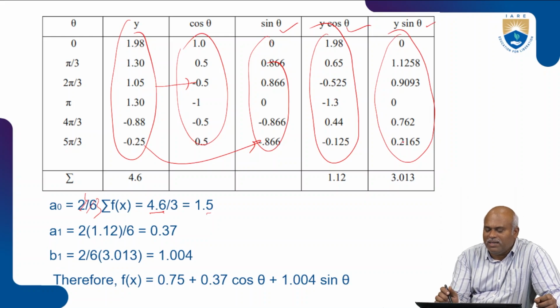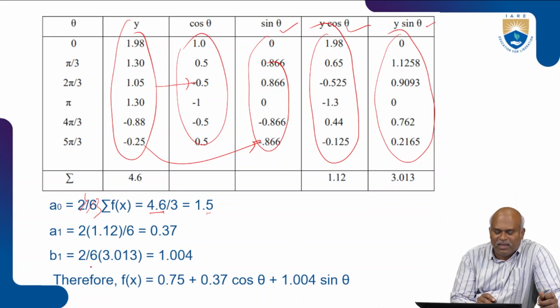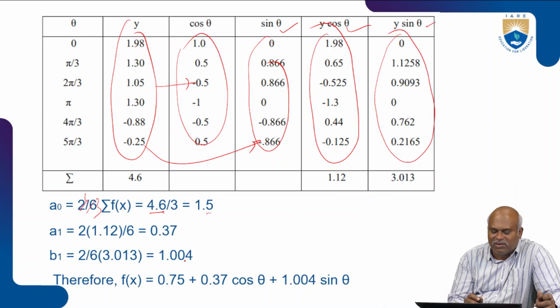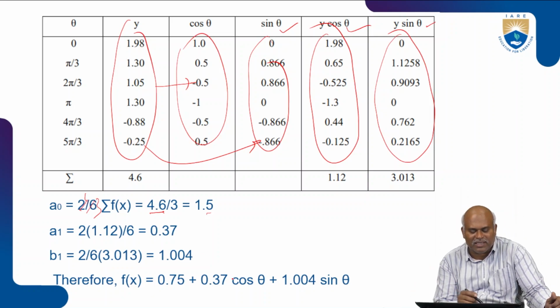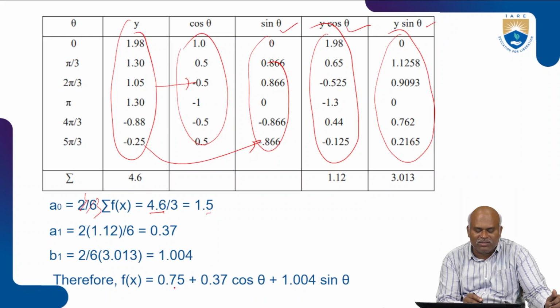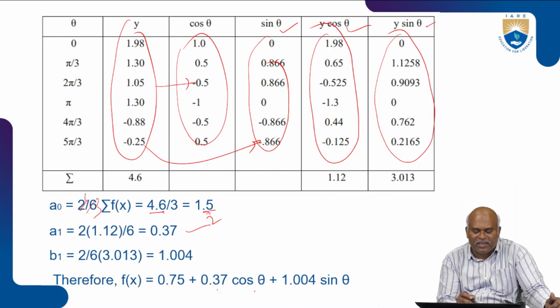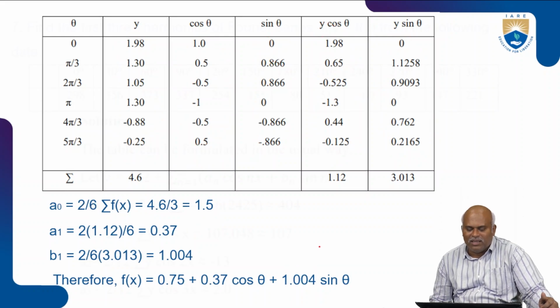B1, what is the B1? The B1 is equal to 2 by 6, then y sin theta equal to 3.016, which gives 1.004. Then finally we write the equation as f of x equal to 0.75, this is a0 by 2, plus the b of n terms represented as 0.37 cos theta, then 1.004 sin theta. This is represented as the B1 condition.